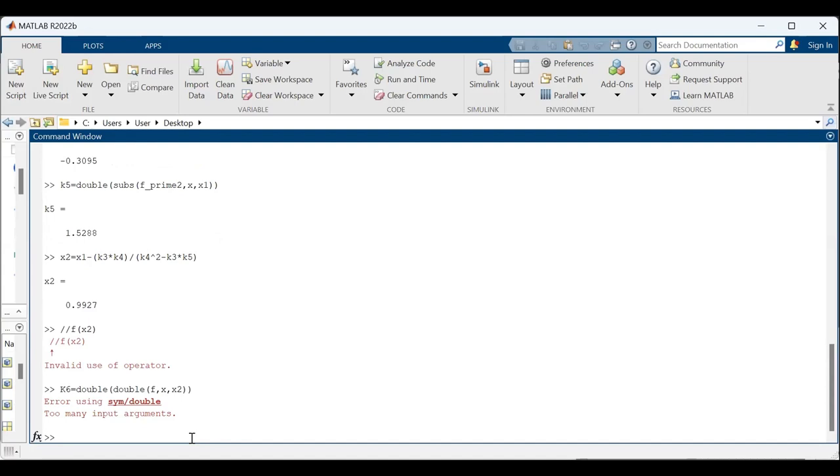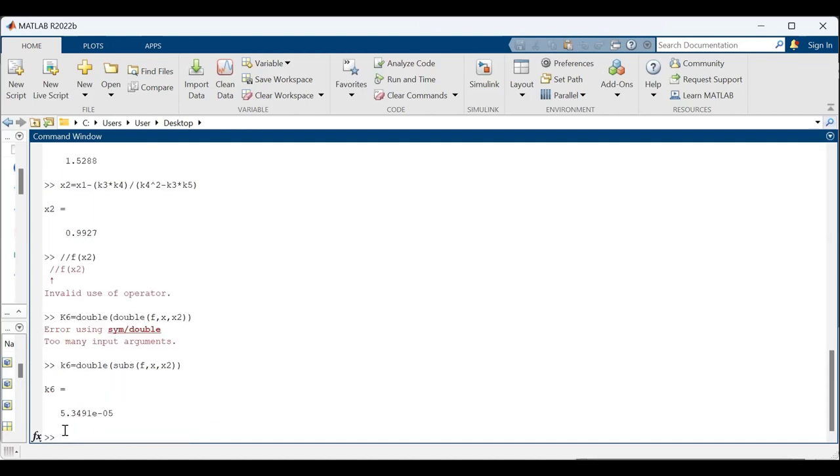Oh, what's that? Oh, I've used double twice. For K6 I'm using subs. I forgot to write subs, I wrote double twice. Okay, f, comma x, comma x2. And this is now my f of x2. 0.00 something, it is reducing, right?